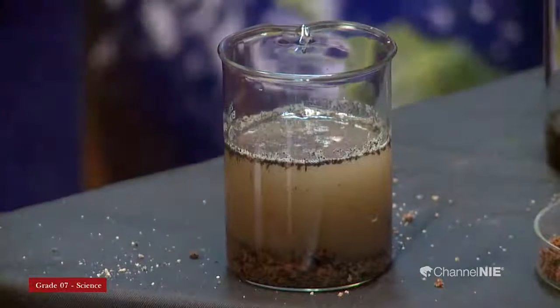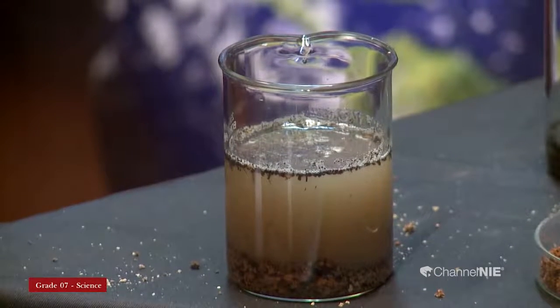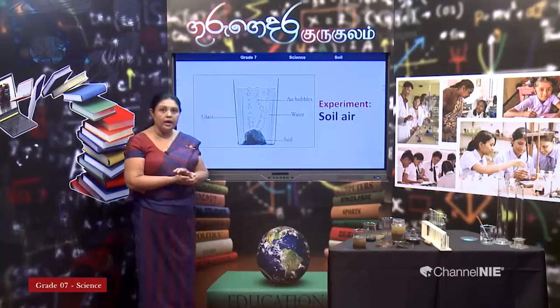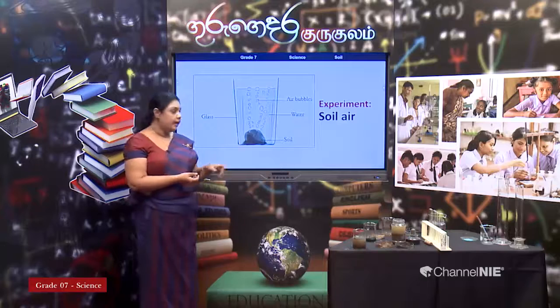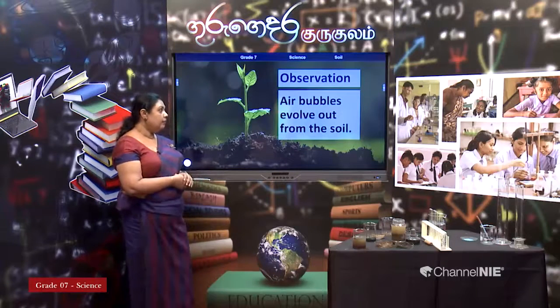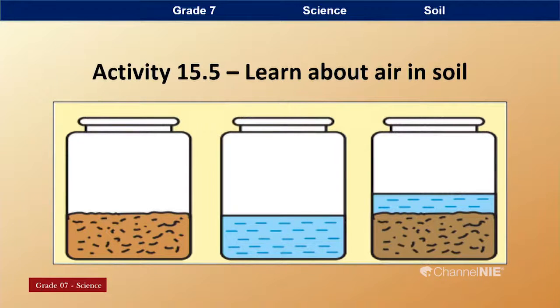You can do this at home. Put some soil into a container, put water into it and see bubbles go out. What are those bubbles? Those are air in soil. So, air bubbles evolve out from the soil. That is your observation here.